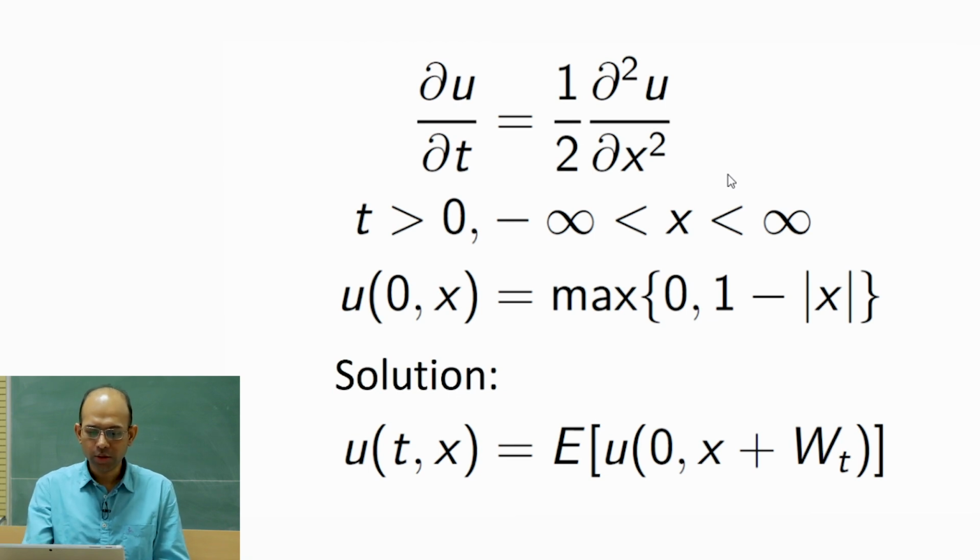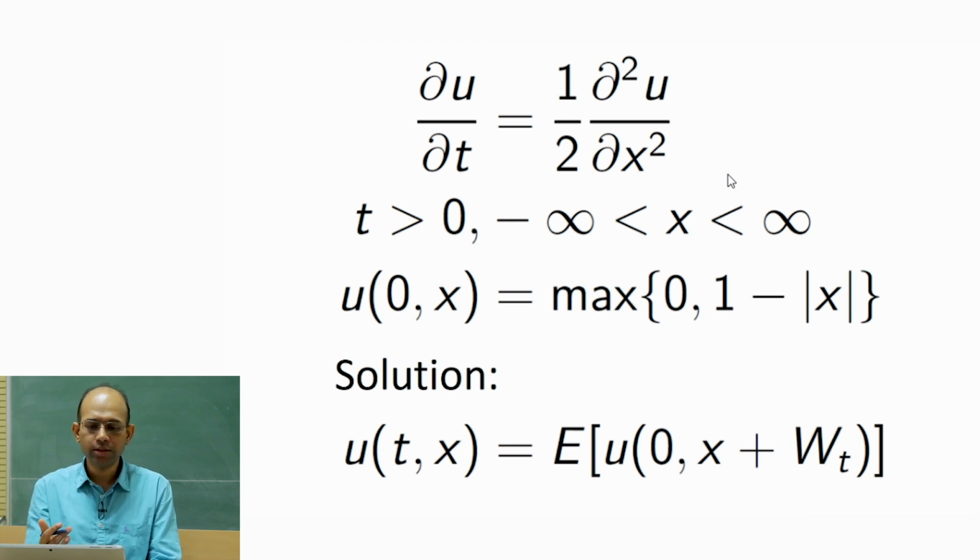And the solution, which we are going to see in our successive lectures, is that we can write the solution of this equation as the expectation of u of 0 comma x plus Wt, where u at time 0 is whatever the expression is. So this is a known function of x plus Wt. Let us see how the solution looks.